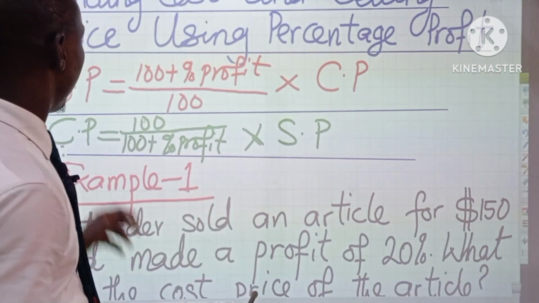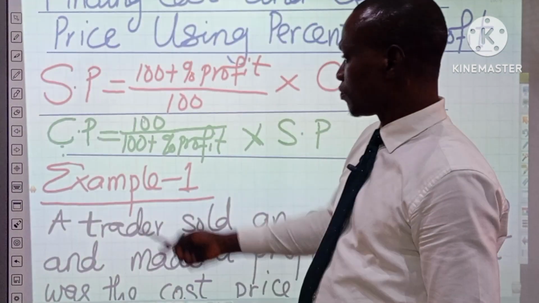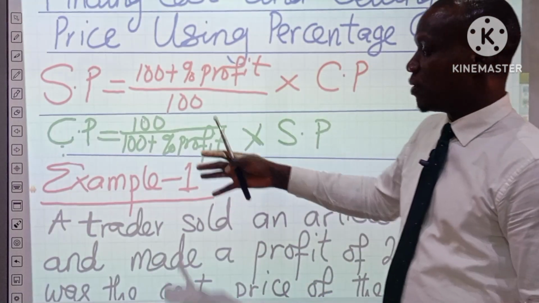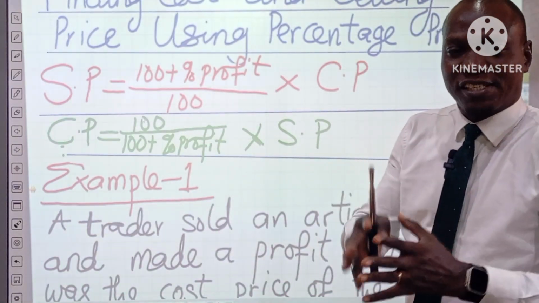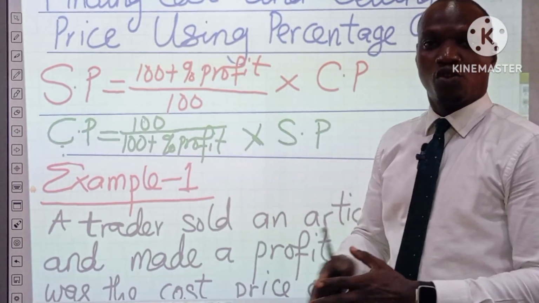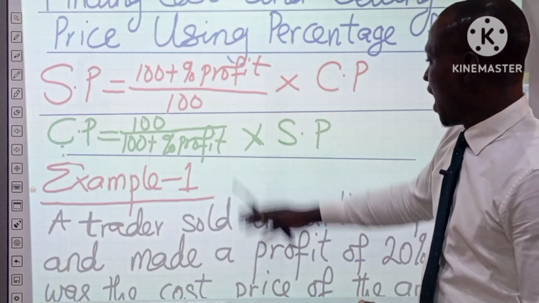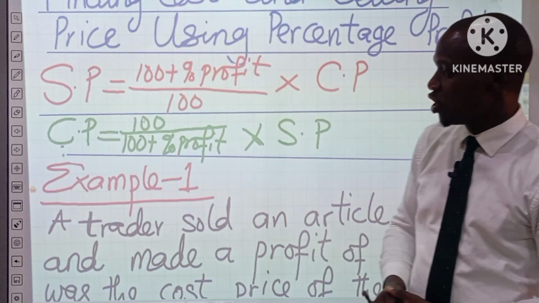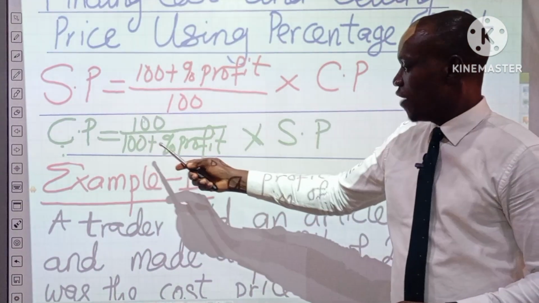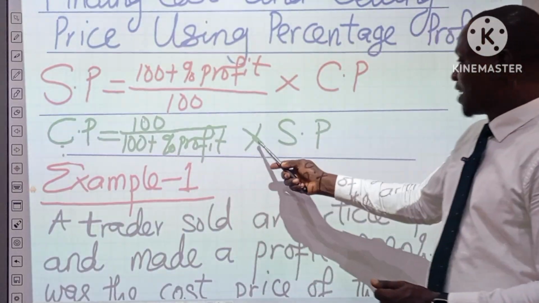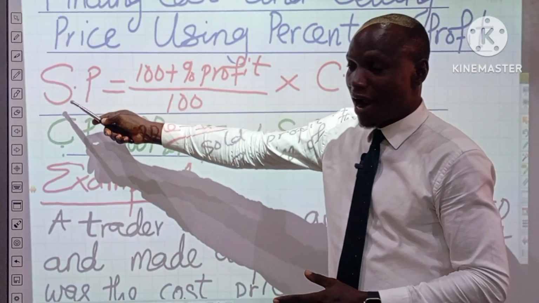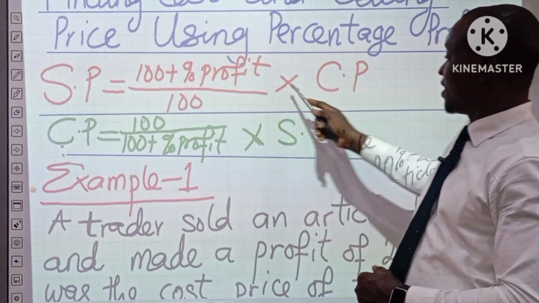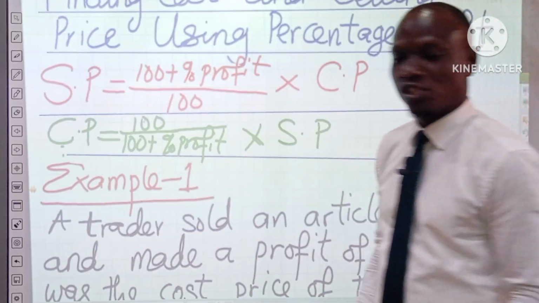But the reverse is the case. Whenever we're looking for the cost price, we write 100, which is the constant, which is the percentage of the cost price, as our numerator, and add the percentage profit to the 100 to make it our selling price, and multiply it by the selling price to get the cost price. So for cost price, it is 100 over 100 plus percentage profit times the selling price. While for the selling price, it is 100 plus percentage profit over 100 times cost price. Let's go straight to our first question for today.